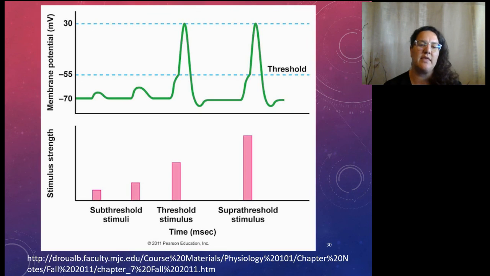So here we can see the threshold stimuli on the bottom in the pink bar graph versus the nerve impulse on the top in green. So we have sub-threshold stimuli in the first two, where we don't have a nerve impulse reached. Then our third one is the threshold stimulus. We can see the strength of our nerve impulse. And even if we have a super threshold stimulus, our nerve impulse is only so strong.